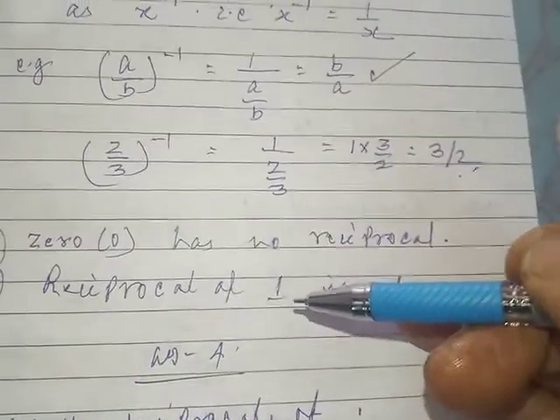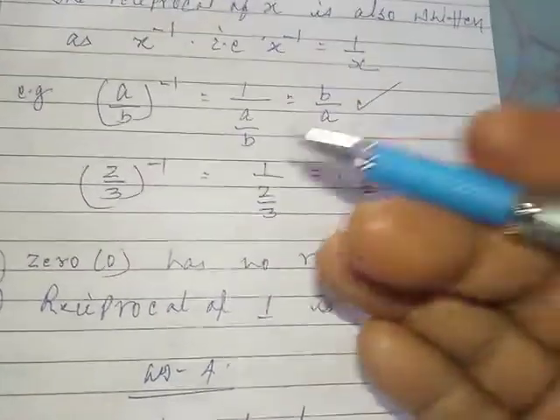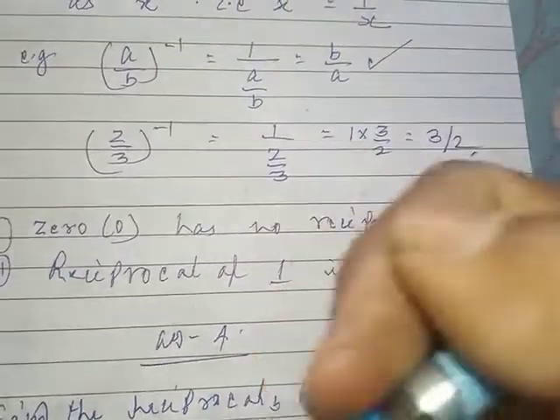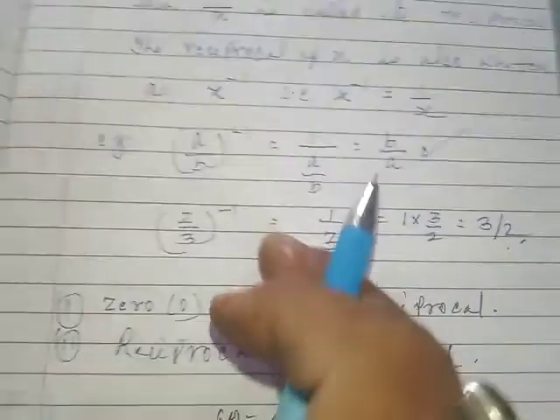Clear? Reciprocal of 1 is always 1. 1 by 1 is also equal to 1. So these are the properties of reciprocal.